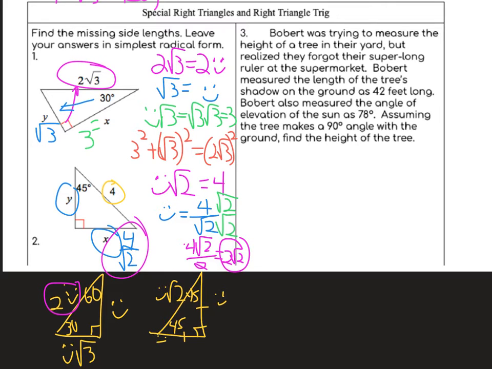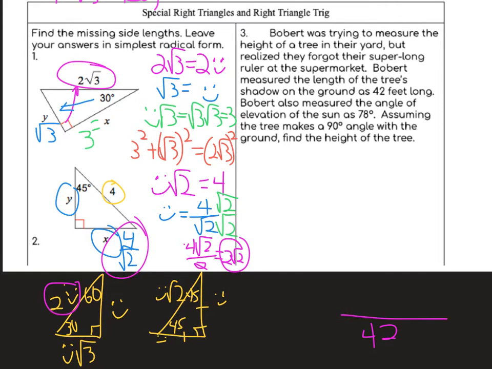Alright, this next problem: Bobbert was trying to measure the height of a tree in their yard, but realized they forgot their super long ruler at the supermarket. Oh no. Bobbert measured the length of the tree's shadow on the ground as 42 feet long. So the shadow is 42.